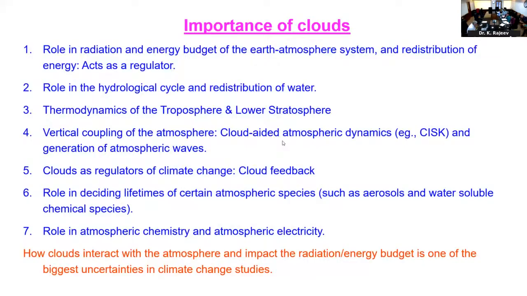And it has a role in atmospheric chemistry and atmospheric electricity. Clouds are the primary agents of atmospheric electricity, and this atmospheric electricity pertains to the ionosphere. There is a global electrical circuit. It links to the ionosphere. Clouds interact with the atmosphere, impact our radiation budget, energy budget, and are one of the biggest uncertainties in climate change. Almost none of the models are able to reproduce cirrus clouds exactly, and similar is the case with marine stratocumulus. If you tune your model for marine stratocumulus or cirrus, the other clouds go off. So this is a complexity.